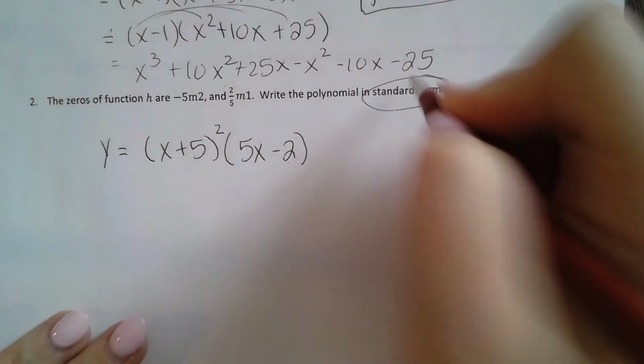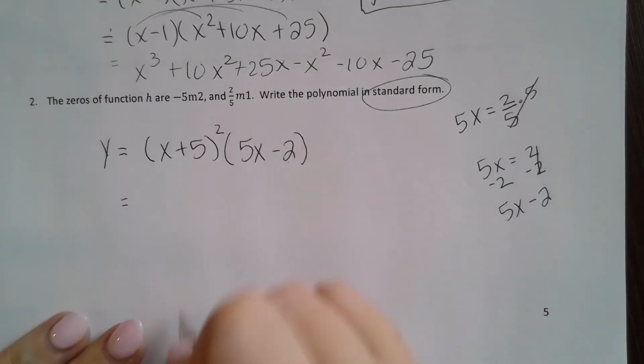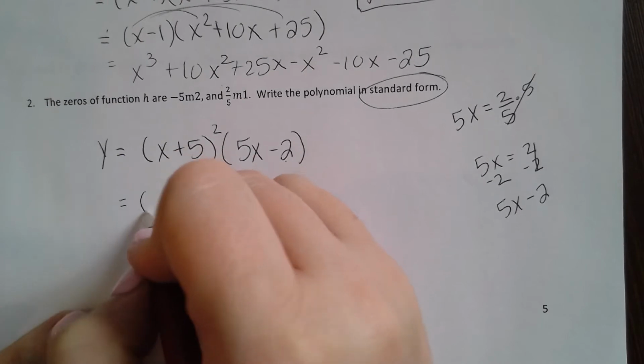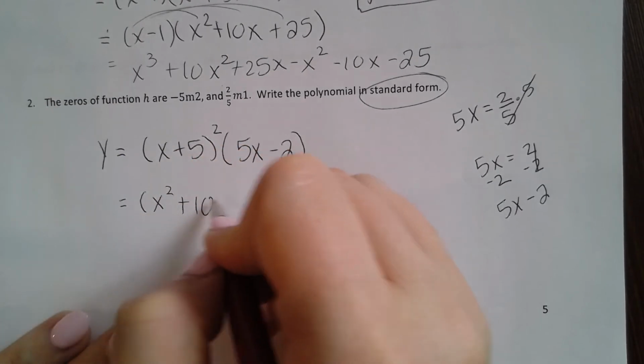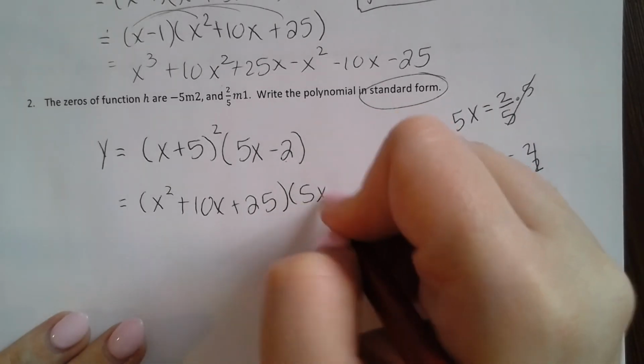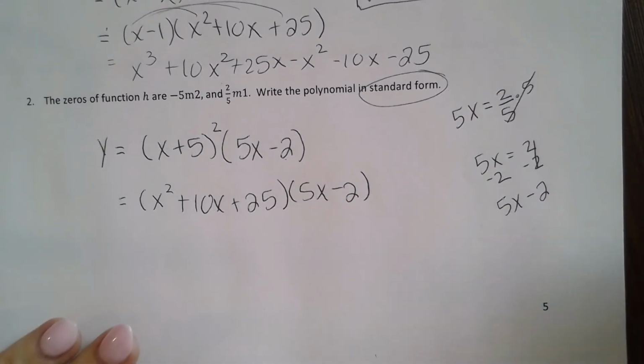Once again, it wants it in standard form, so we're going to have to multiply this out. So x plus 2 squared, we actually just did that in the last example, and got x squared plus 4x plus 4. Now let's distribute out with the 5x minus 2.